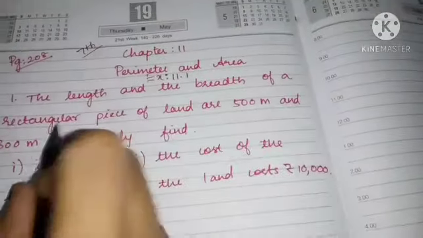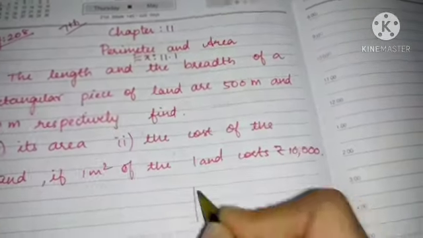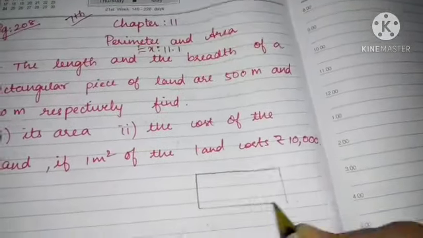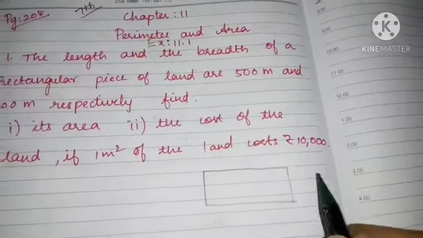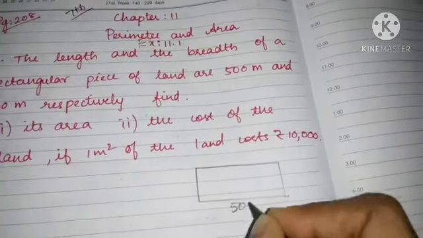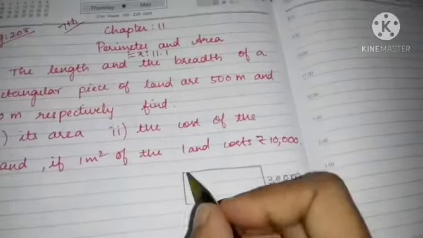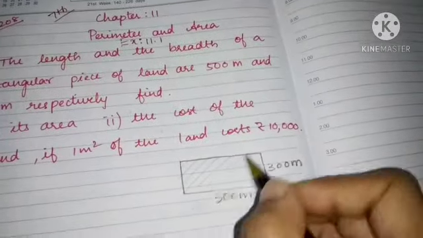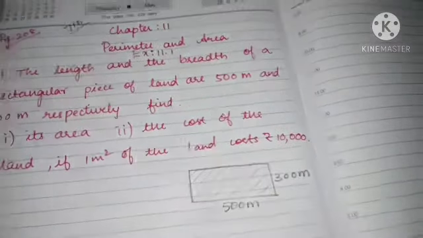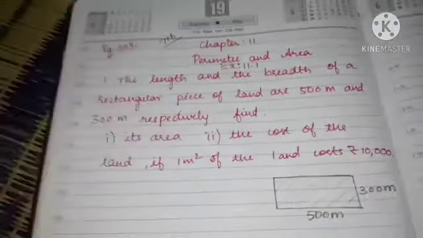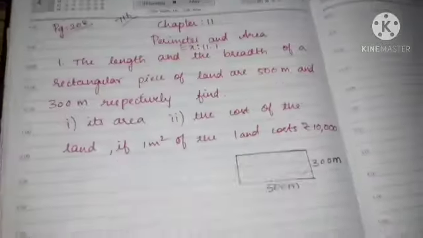So actually what is the shape of the land, children? It is in rectangle shape. It is a rectangular piece of land. Length is 500 meter, breadth is 300 meter. We are supposed to find the area. Area means interior. Correct? Shall we start? First you write the solution, children.